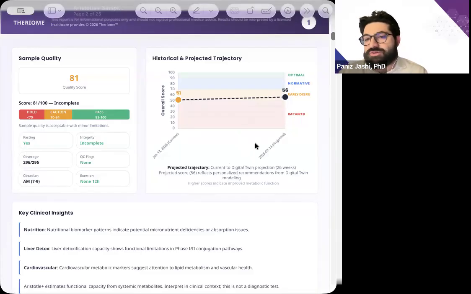This sample report shows a projected trajectory out to 26 weeks with a projected score of 56 based on digital twin modeling. This is where you set patient expectations. You're not promising outcomes, you're setting a plausible direction and magnitude of improvement if the protocol is executed. And clinically, that helps you avoid two traps: overpromising and overcorrecting too early.